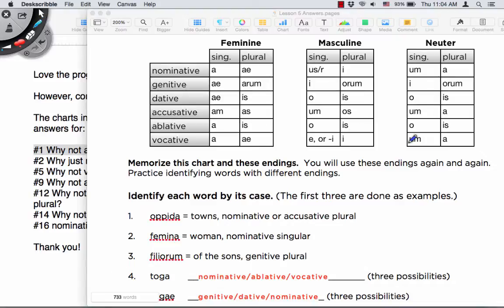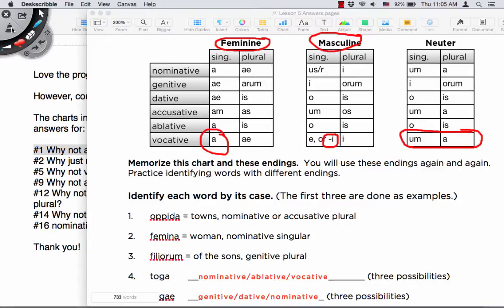The other question was, why can't it be in the vocative? Honestly, I shouldn't have included these. You don't really call neuter objects. I guess you could call the town, but you don't usually call neuter objects. The vocative, which is the case you use when you're calling someone, is really only ever used in the feminine and in the masculine. So if you're calling a girl, you'd say, "Hey, puella, come here." If you're calling a boy, you'd say, "Hey, pueri, come here." Or puere, come here. If you're calling a slave, "Hey, servi," or serve, sorry.